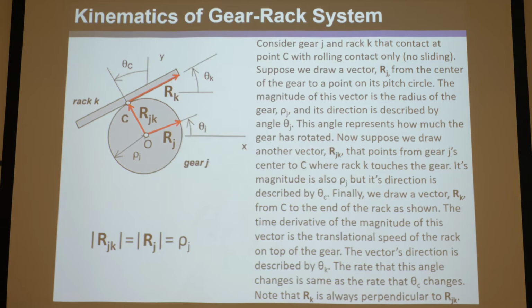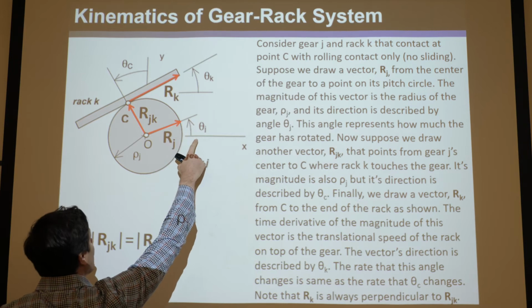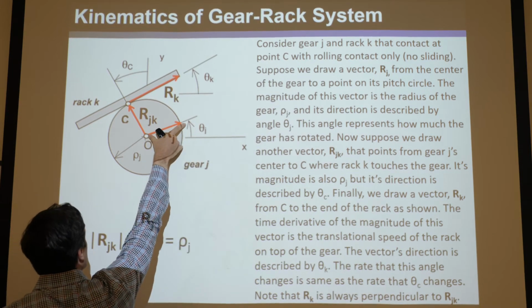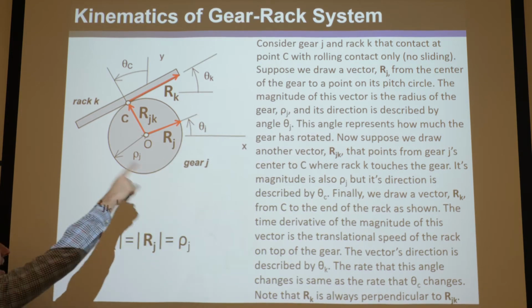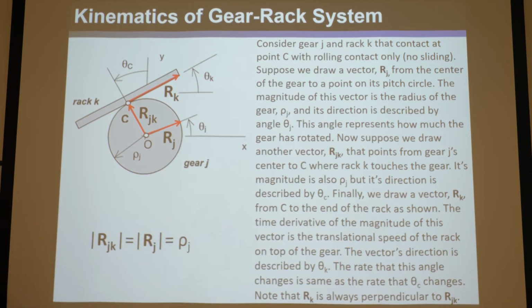Because it's rolling-only contact, the velocity in both tangent and normal components has to be the same. Suppose we draw a vector rj from the center of the gear to a point on its pitch circle here, and so obviously theta j is going to capture the rotation of the gear. The magnitude of this vector is the radius of the gear, rho j, and its direction is described by theta j. This angle represents how much the gear has rotated.